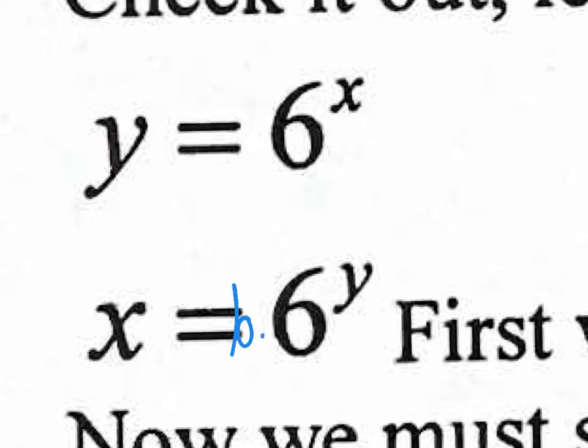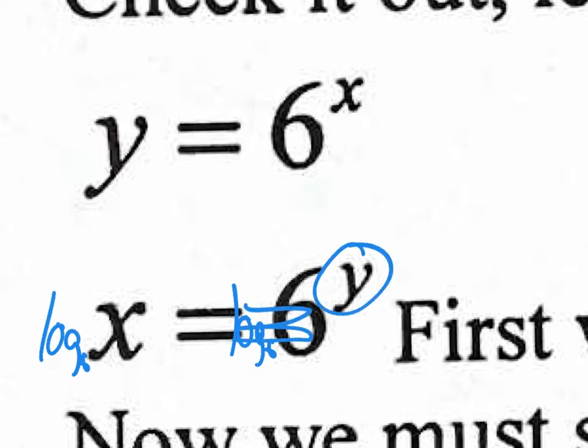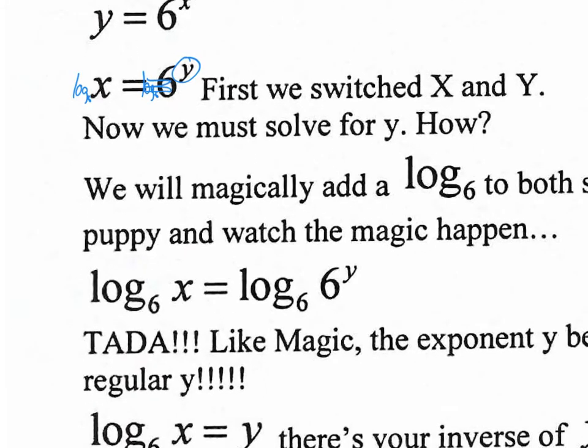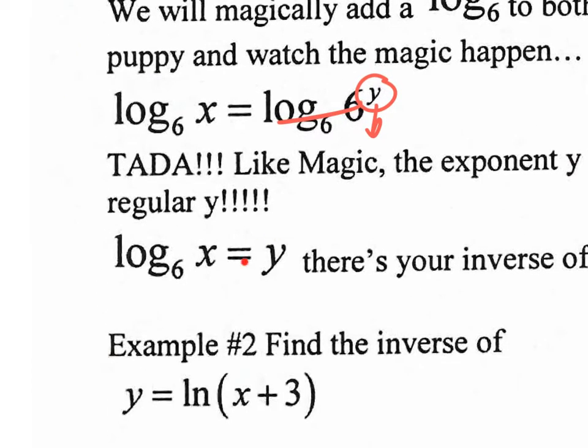If you apply a log base 6, you don't have to write it, okay? Just watch. If you apply log base 6 to both sides, the log base 6 of 6 will cancel out and the y comes down and it becomes a regular y. That's exactly what I explained right here, and that's exactly what I'm showing right here. I apply log base 6 to both sides. The log base 6 of 6 eliminates, and your y comes down like magic. And you end up with y equals log base 6 of x.